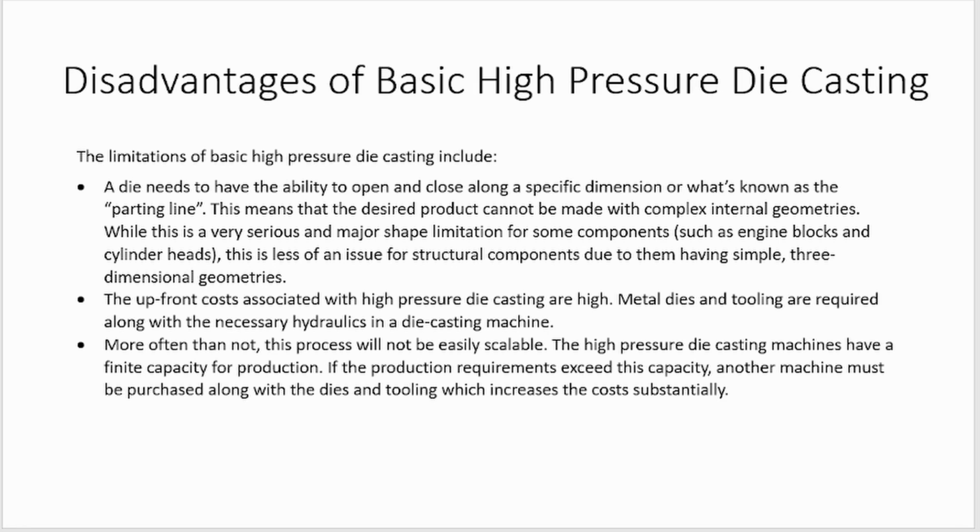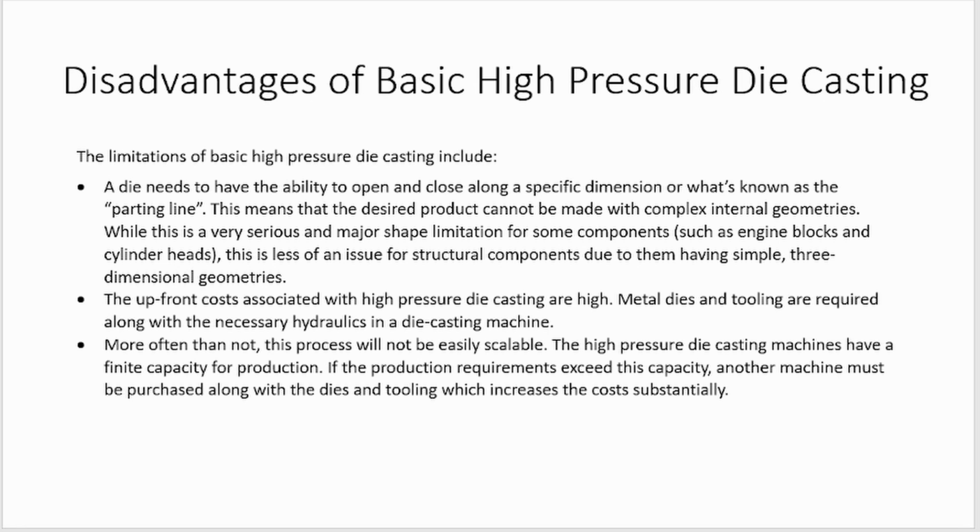The disadvantages of basic high-pressure die casting. The limitations of basic high-pressure die casting include that a die needs to have the ability to open and close along a specific dimension, or what's known as the parting line. This means that the desired product cannot be made with complex internal geometries. While this is a very serious and major shape limitation for some components, such as engine blocks and cylinder heads, this is less of an issue for structural components due to them having simple three-dimensional geometries.